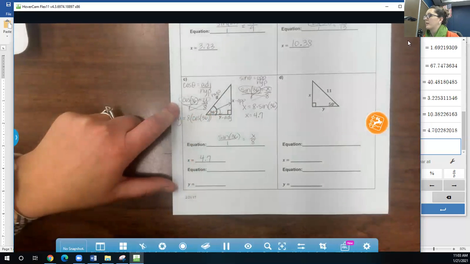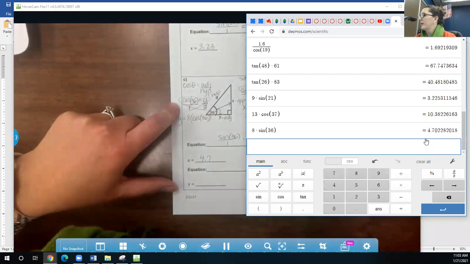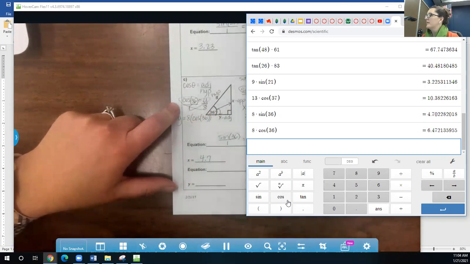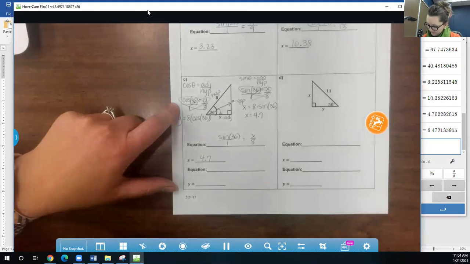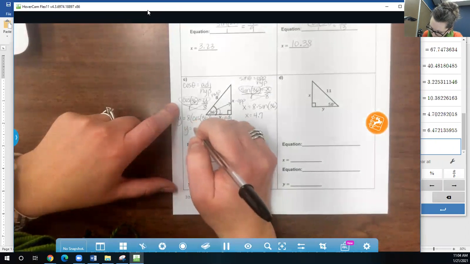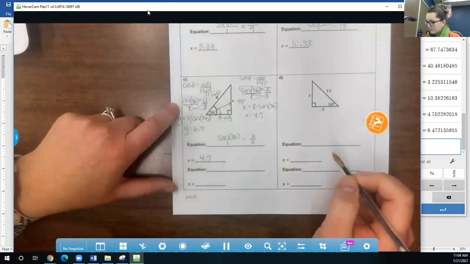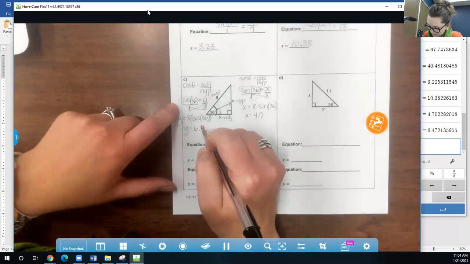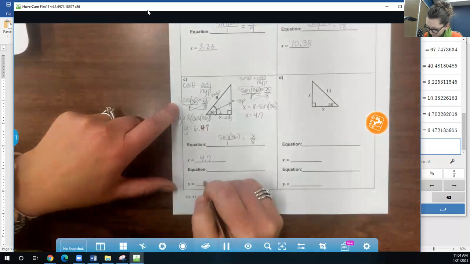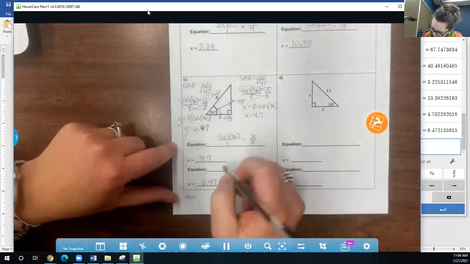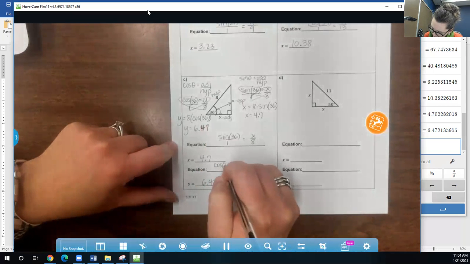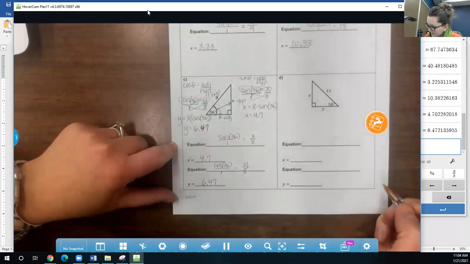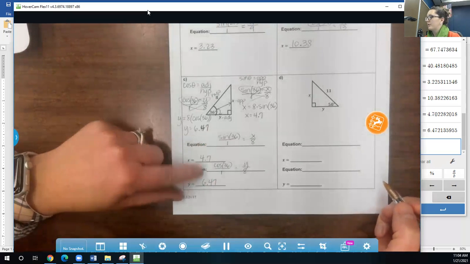Let's see what that is in the calculator. 8 times cosine 36. 6.47 or 6.5. I know they said 100ths, but I'm really swaying it, aren't I? 6.47. I'm going against the rules here. 6.47. All right, then my equation was cosine of 36 divided by 1 equals y divided by 8. All right, that's a lot of work for that little triangle, but we found our values.